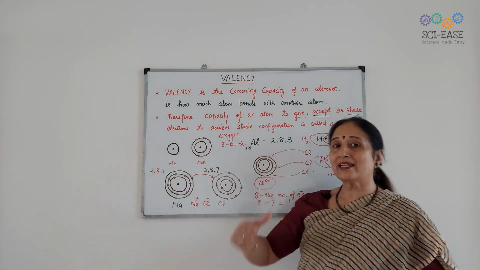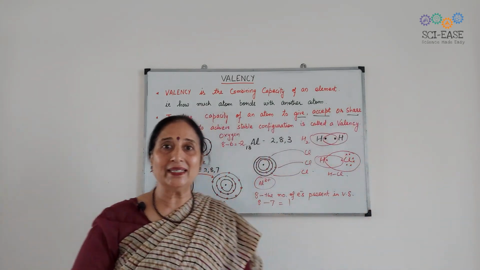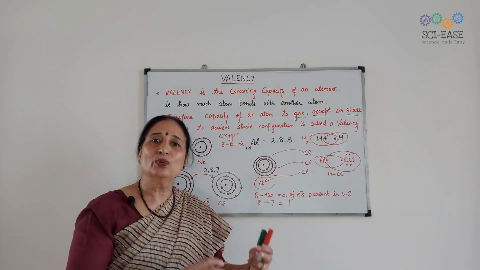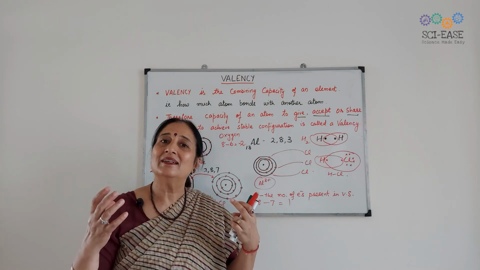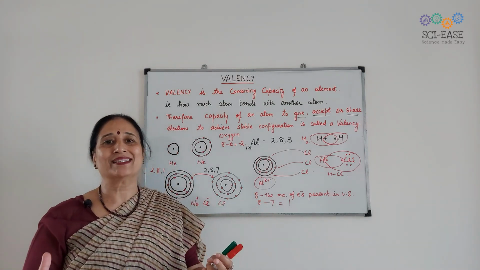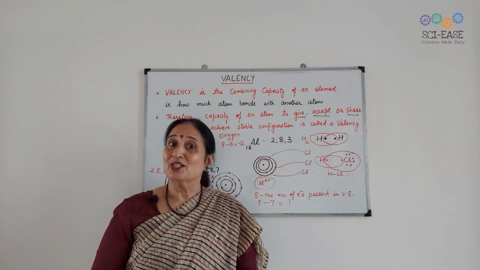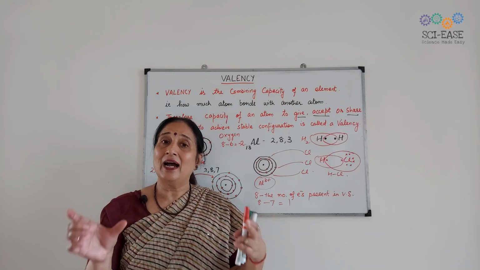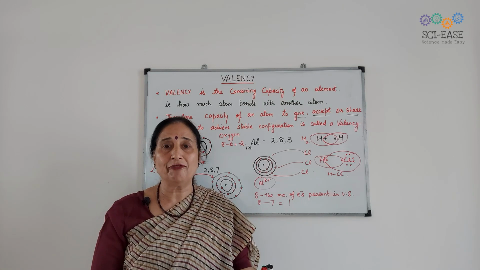And how is this stability acquired? That is by gaining, losing, or sharing the valence electrons present in the valence shell. So that's all. With the term valency, I think the things are clear to all of you.